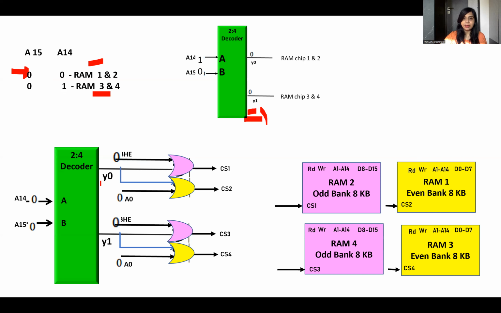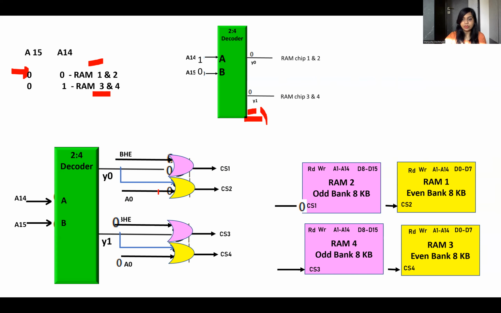The size is 8 KB. So how does it work? A14 and A15 go to the 2:4 decoder; when both are 0, 0, then Y0 will activate. Here is an OR gate, and the OR gate output is CS1. CS1 is RAM2. Here it should select the odd bank, because bus high enable bar is 0. When bus high enable bar is 0, it should select odd.